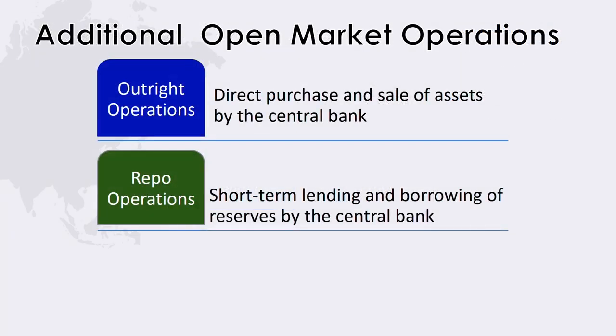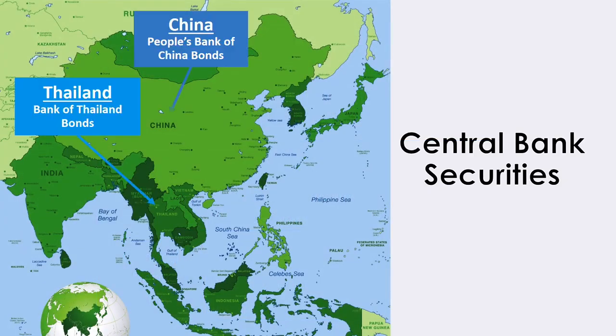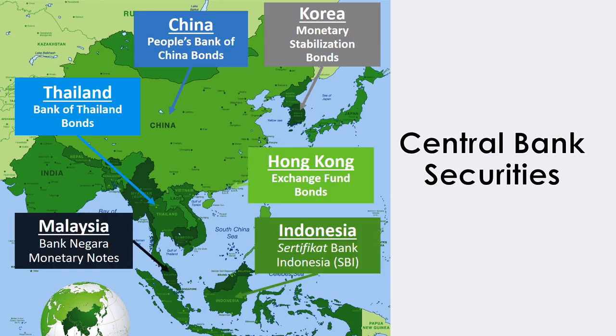Let's wrap up the topic of liquidity management with a discussion of some additional types of open market operations which can stabilize liquidity. Beyond outright operations and repo operations, some other types of open market operations are conducted to manage liquidity. One of these is the direct issuance of debt securities by the central banks in the region. Central banks in many Asian economies directly issue securities to investors. This is done for several reasons, including financing foreign reserves or developing the depth of bond markets.